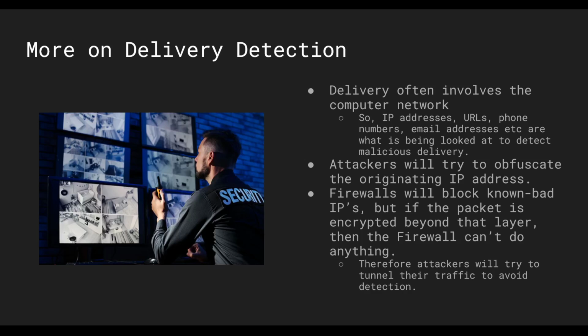So, more on delivery detection. Delivery, the art of delivering your payload, often involves the computer network. IP addresses, URLs, phone numbers, email addresses, those are what's being examined to detect a malicious delivery. There are tons and tons of databases out there that contain known bad IP addresses, URLs, phone numbers, and email addresses.